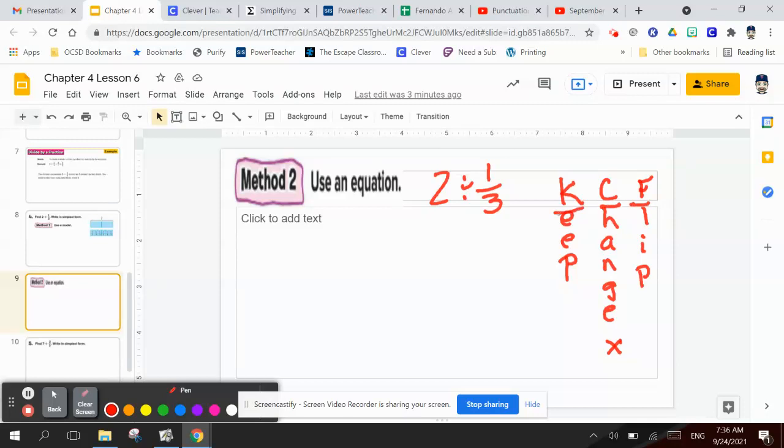So to do this, 2 stays the same. So I have to keep that as a fraction. How do I write 2 as a fraction? That's 2 over 1. I'm going to change the sign from divide to multiply. And I'm going to flip my last fraction. I'm going to find the reciprocal of 1/3. So my 3 becomes my numerator, the 1 becomes my denominator. And then I multiply. 2 times 3 is 6. 1 times 1 is 1. 6 over 1 is the same as 6.